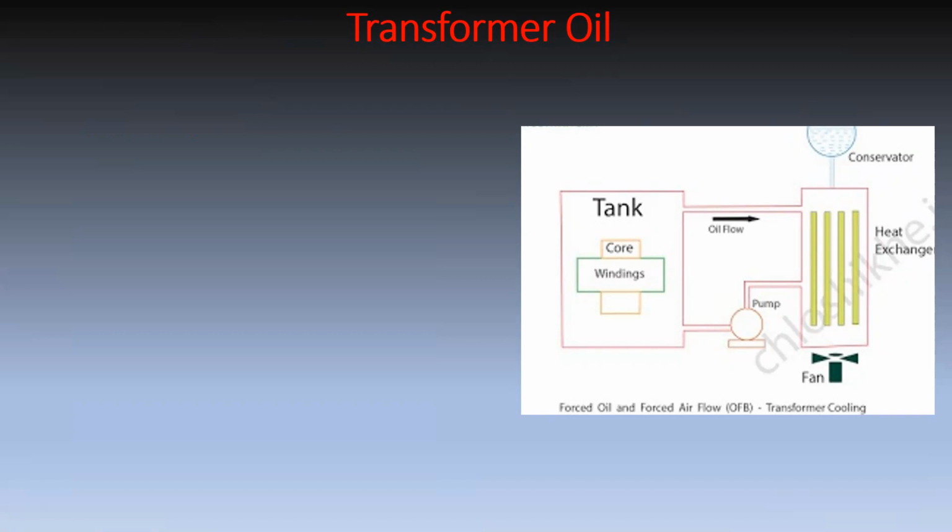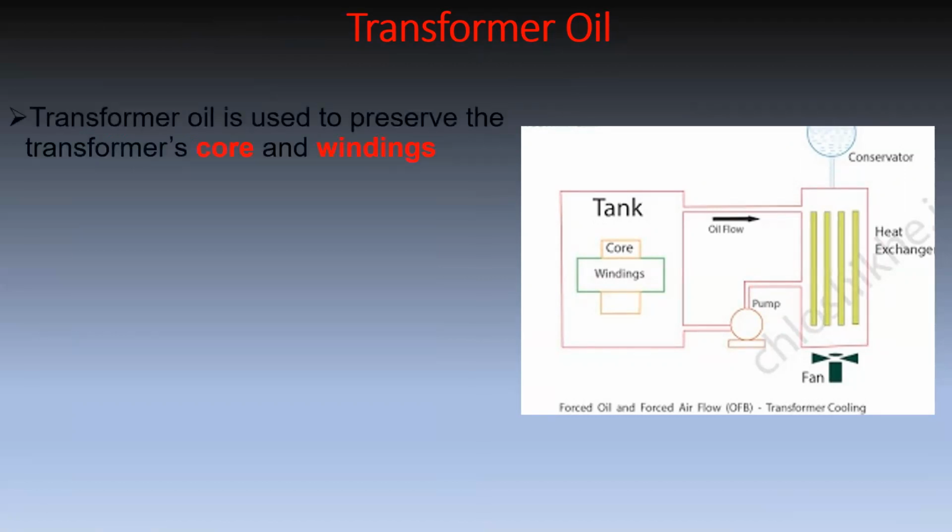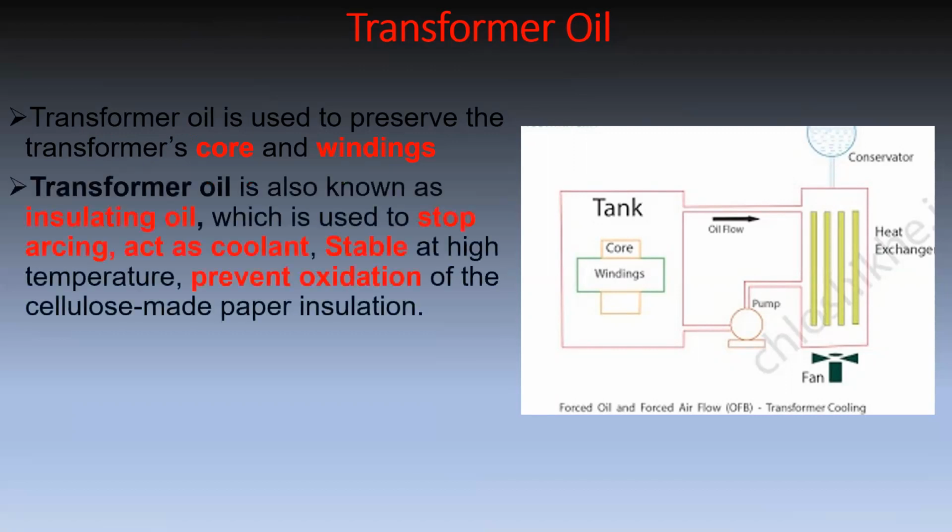Transformer oil is used to preserve the transformer core and the winding. Transformer oil is also known as insulating oil; it stops arcing, acts as a coolant, is stable at high temperature, and prevents oxidation of the cellulose-made paper insulation. So these are the properties which the transformer oil has.